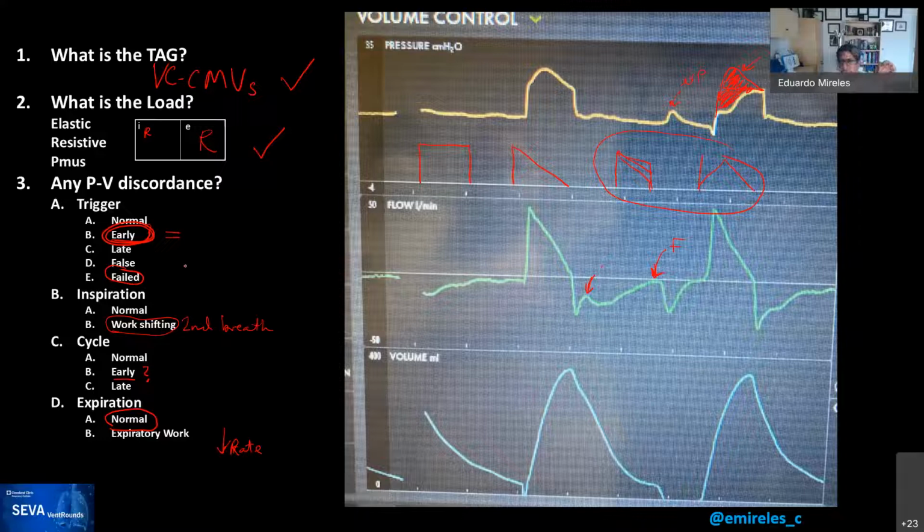I have a comment here from Juan Martin that asks, could this be a reverse trigger? And yes, Juan Martin, for us, early trigger equals a reverse trigger.